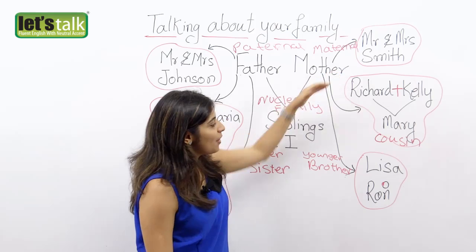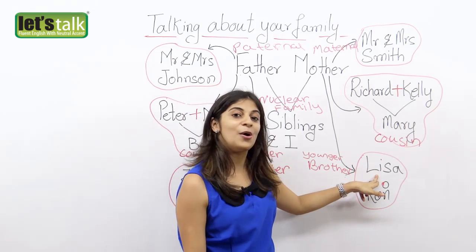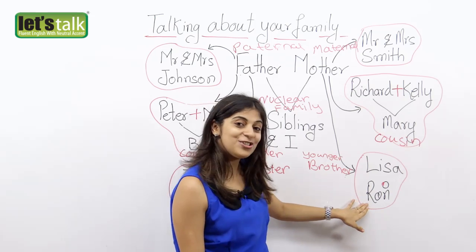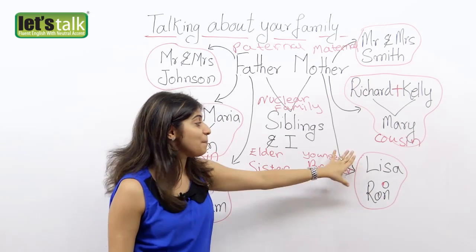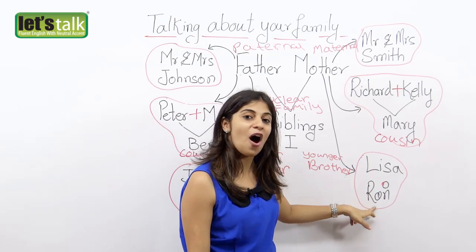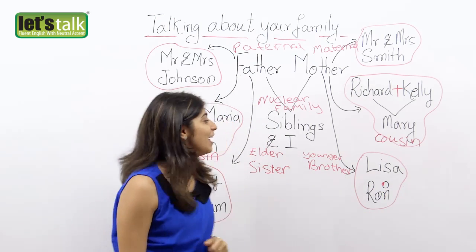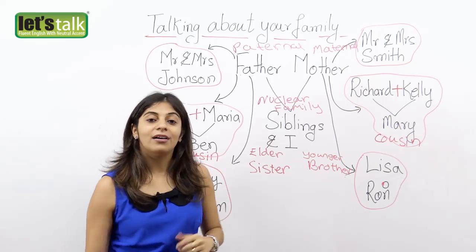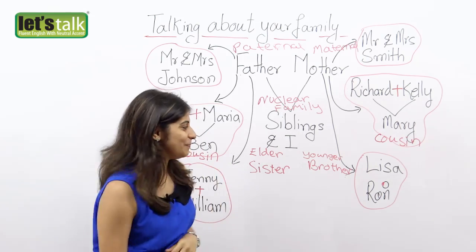Now your mother also has a sister whose name is Lisa. Now, Lisa is engaged to Ron. So, they are not married yet, but Lisa is engaged to Ron, so Ron is her fiancé. So, for you, Lisa would be your maternal aunt.